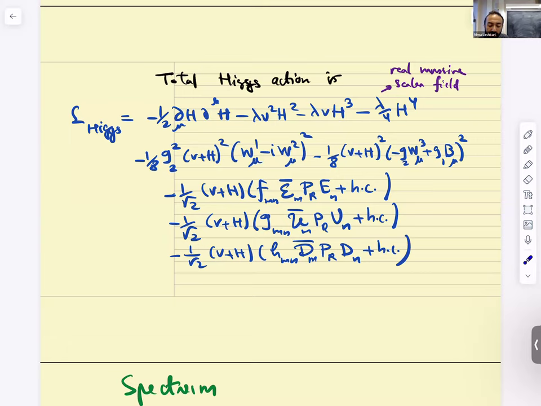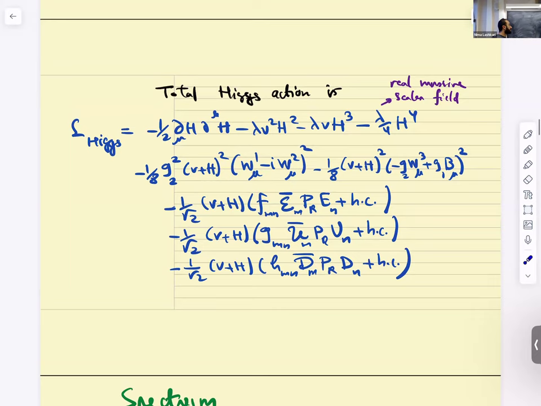The v's and H's come together every time in these expressions. There is a term (v plus H) squared that gives mass to the W boson, which is a complex vector boson. And then there is the other combination, which has a Z boson and a photon in it. Now, here are the Yukawa couplings that give mass to the leptons and quarks and also give us three-point vertices for the interactions of the Higgs with those particles. Any questions about this Higgs action?